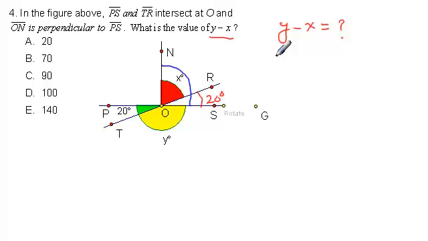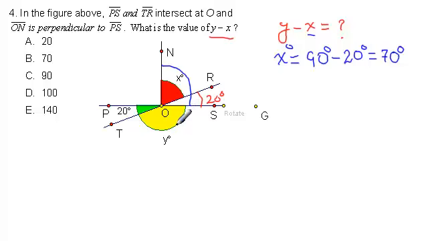So the measure of angle x is going to be equal to 90 degrees take away 20 degrees, and that gives me the value of angle x is 70 degrees. So we found the value of x.